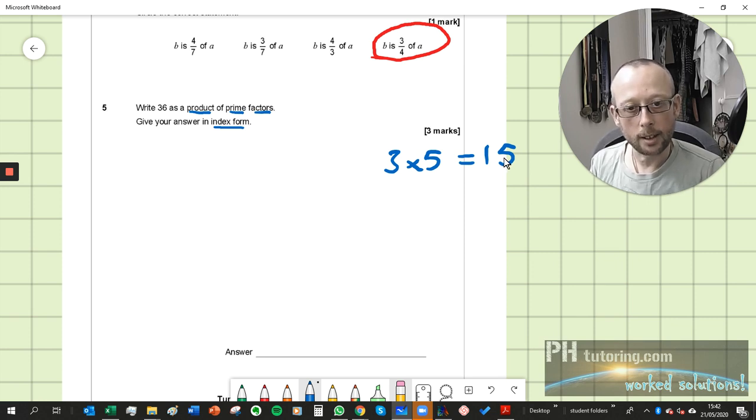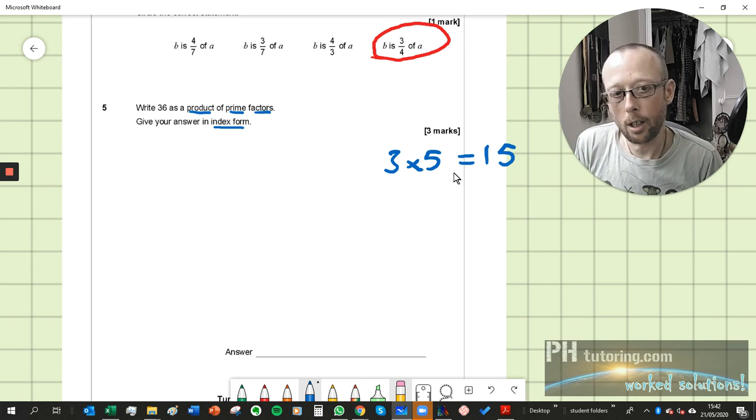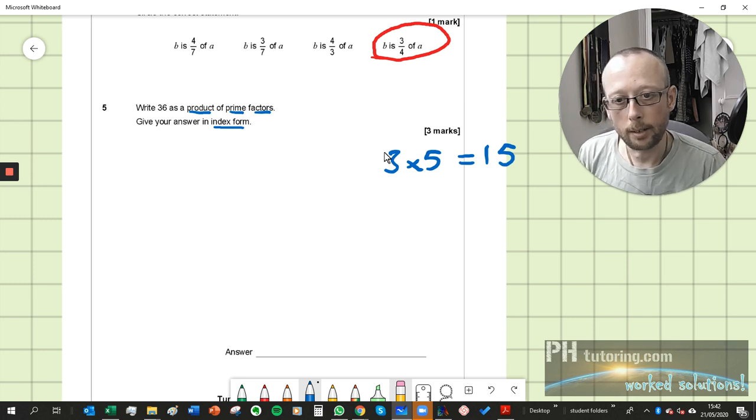What are factors? Well, 3 and 5 are factors of 15 because 15 can be divided by them. Now, just briefly, obviously 15 can be divided by any number really, but we're talking about getting a whole number as the answer. If we want a whole number for the answer, then 15 can only be divided by 3, 5, 15, or 1. So a factor is that. So 3 and 5 are factors of 15.